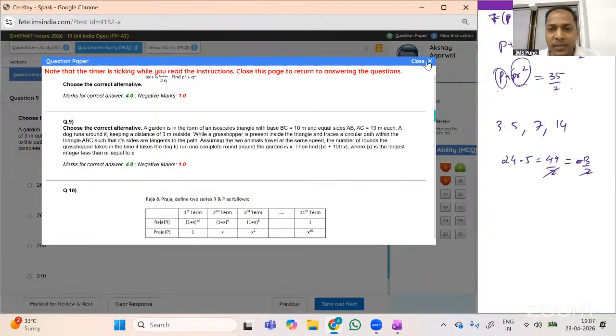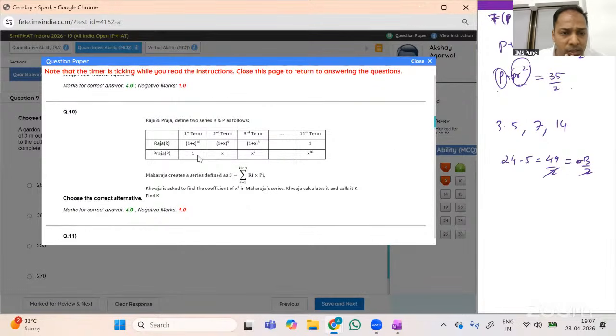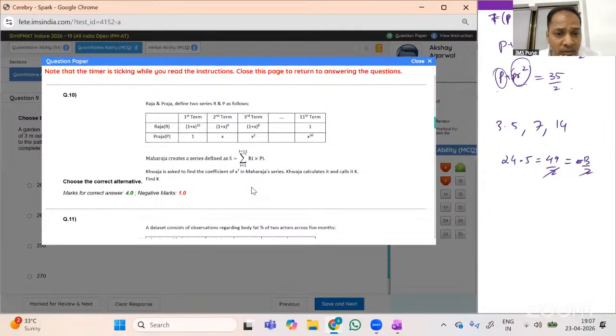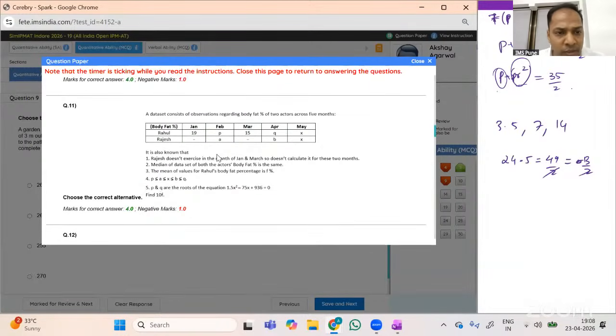Okay, I think this one is doable. Then there are two series. First term 1 plus x, second term, third term. This is a GP. Another is also following a GP. A third series is defined as Ri into Pi. We are asked to find the coefficient of x to the power 7 in this series, and call it k. Find k. I think manageable.